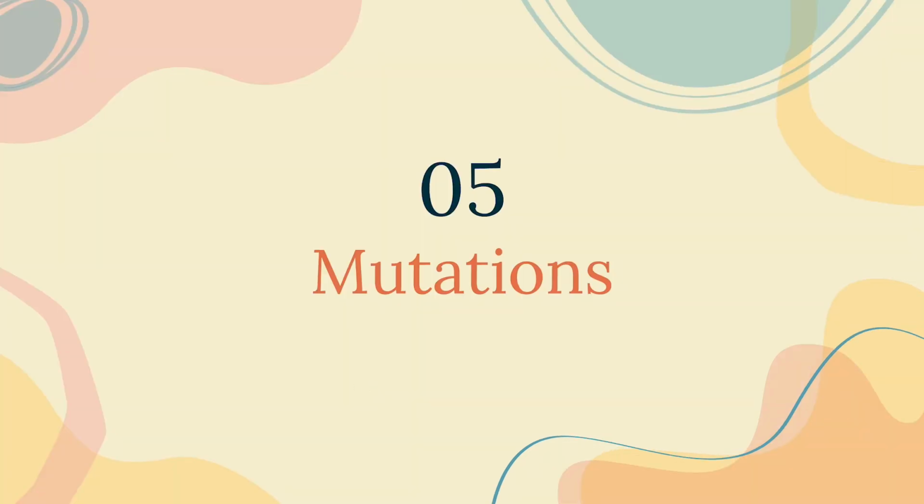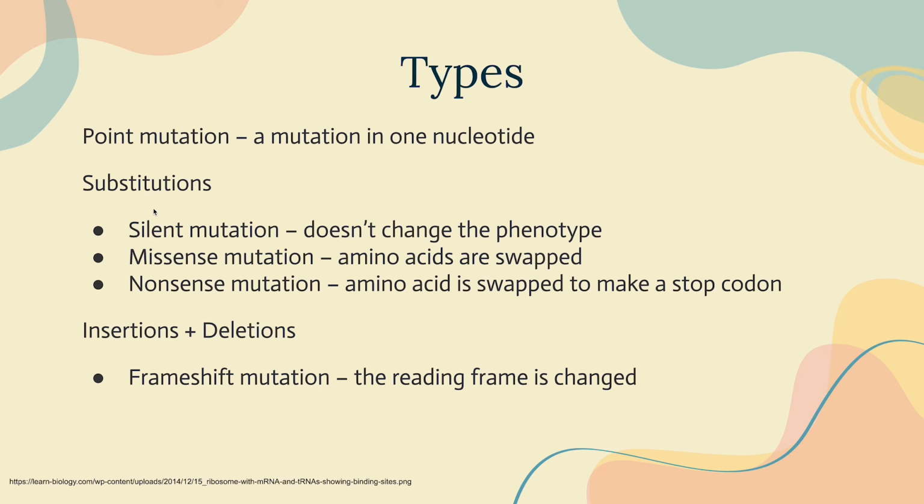Okay, and lastly is mutations. So the types of mutations, there's a couple, and they sometimes cover parts of each other, so they're not all super clear cut. They overlap a little bit. A point mutation is a mutation in one nucleotide, and the ones we're looking at right here are all point mutations. So, substitutions.